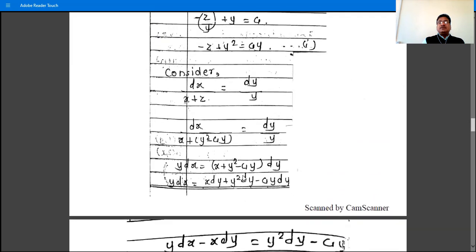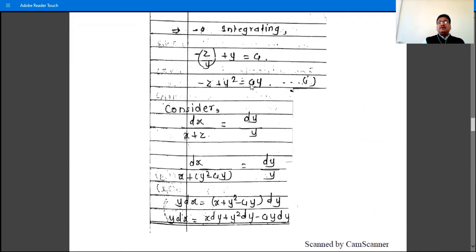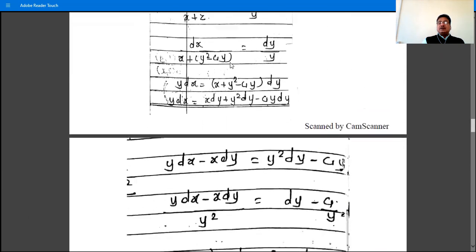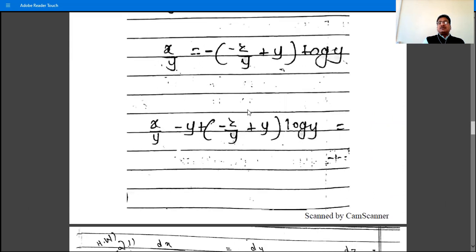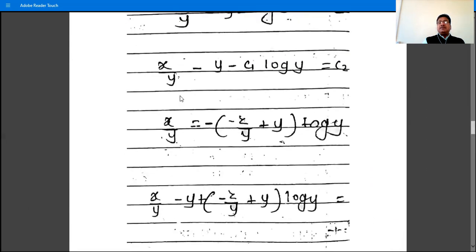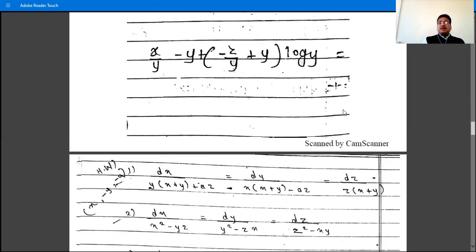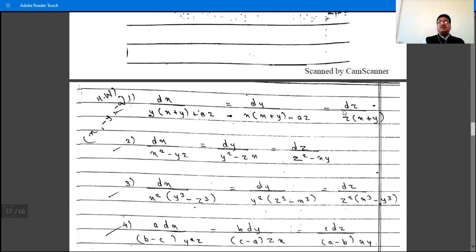So this is the first solution. c1 is minus z by y plus y. So substitute c1 as minus z by y plus y into the equation with log y, equal to c2. So this is the second solution. After this step, just substitute this c1 as minus z by y plus y. Okay, and this is solution number 2. And so 1 and 2 give the general solution of the given differential equation.